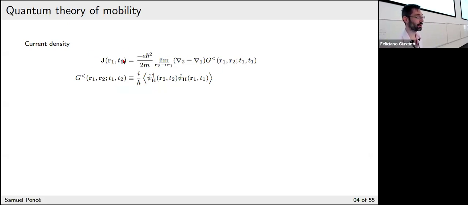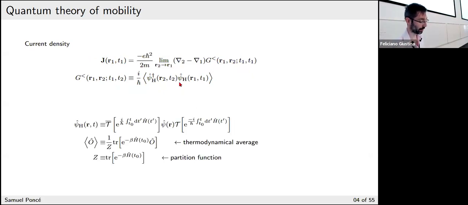But in this case, we are interested in the current at a specific time. So what is my current at this specific time and position? And so I'm interested in the change of my particle, so the gradient, if you want, of my Green's function at a specific time. And so the Green's function is defined as this thermodynamical average of Heisenberg field operators that are themselves the time evolution of your Schrödinger field operators.